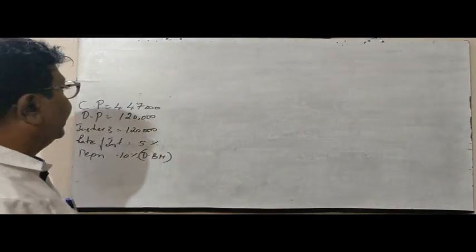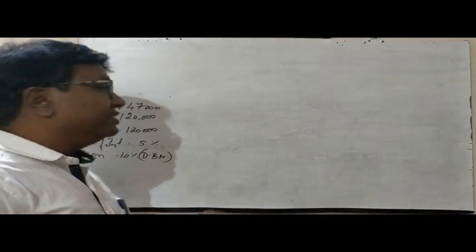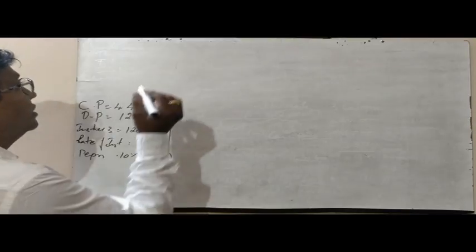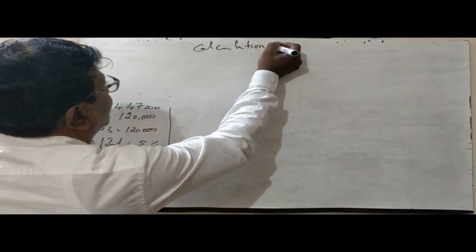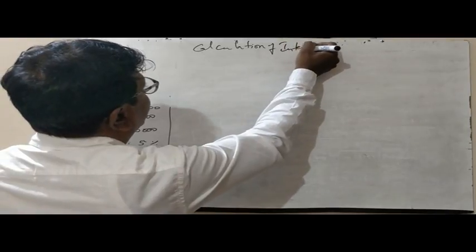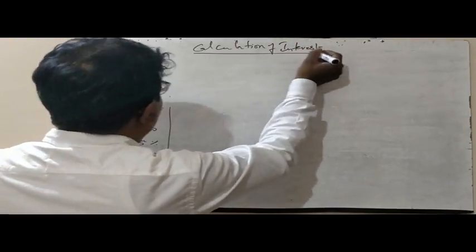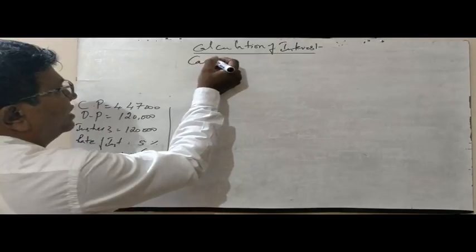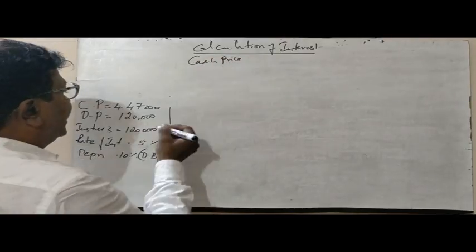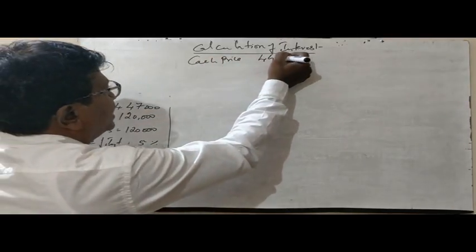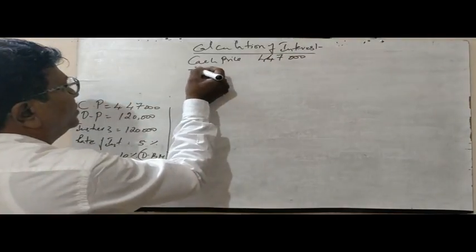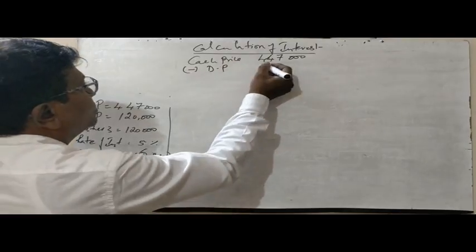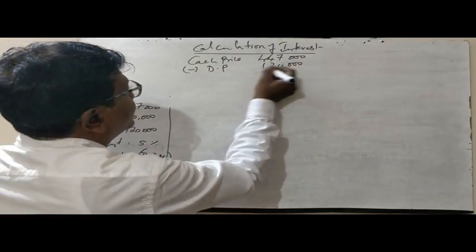Now let us calculate the interest part for this question. See, calculation of interest. First, always we should take the cash price. Cash price is 4,47,000. We should deduct the down payment from this, which is 1,20,000.